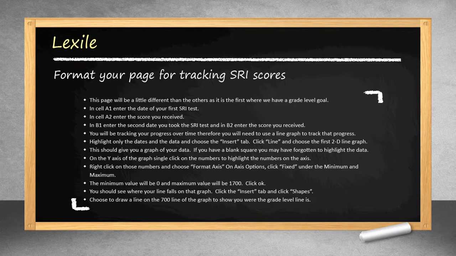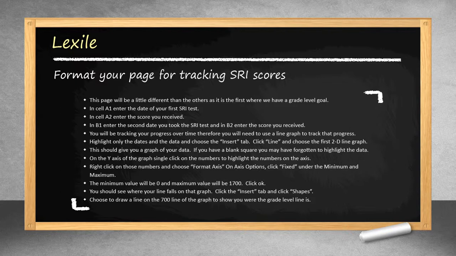On the y-axis of the graph, single-click on the numbers to highlight the numbers on the axis. Right-click on those numbers and choose Format Axis. On Axis Options, click Fixed under the minimum and maximum. The minimum value will be 0 and the maximum value will be 1700. Click OK. You should see where your line falls on that graph.